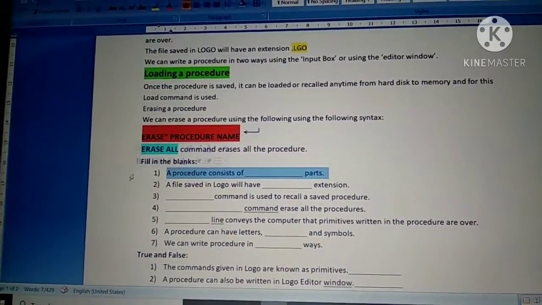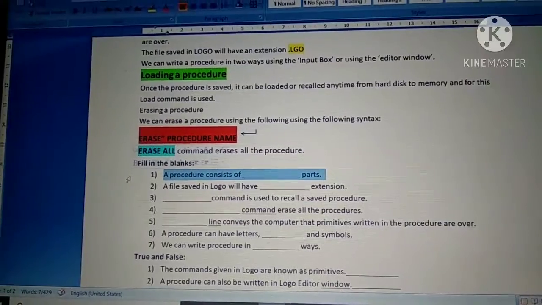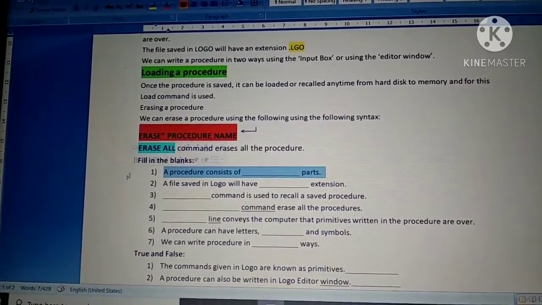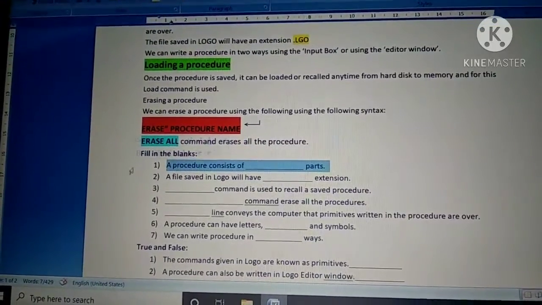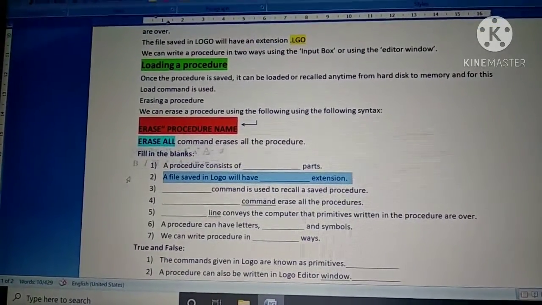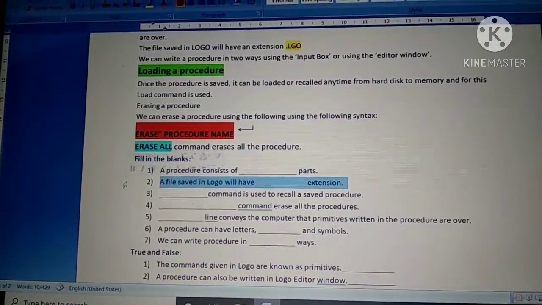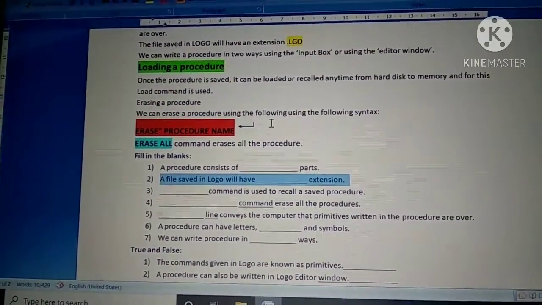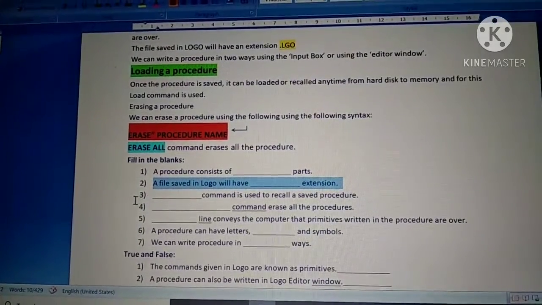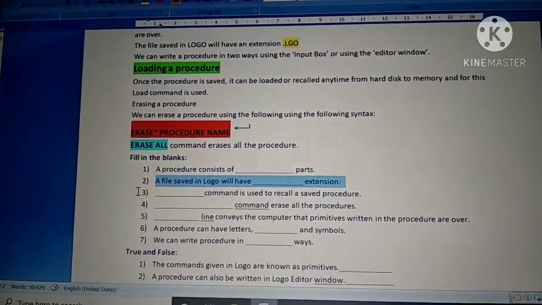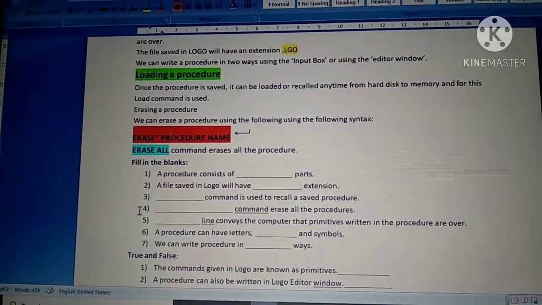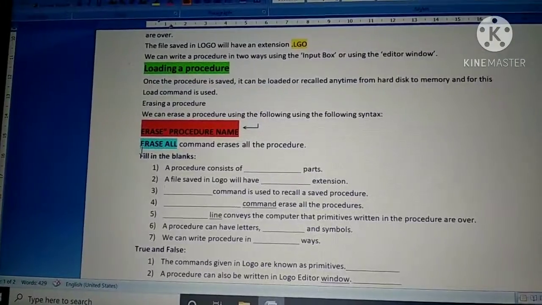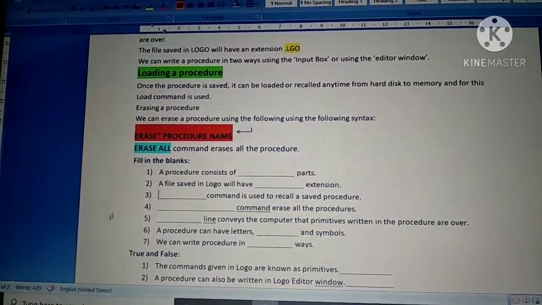Now see, fill in the blanks. A procedure consists of dash parts. How many parts are there in the procedure? Yes, three parts. First is the title line, second body, and third is the end. The file saved in Logo will have dash extension, .log. It is shown here. Next, dash command is used to recall a saved procedure. So, load command. Fourth, dash command erases all the procedures. Erase all is the answer.